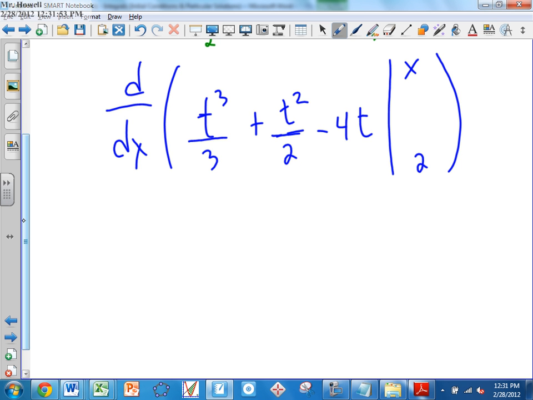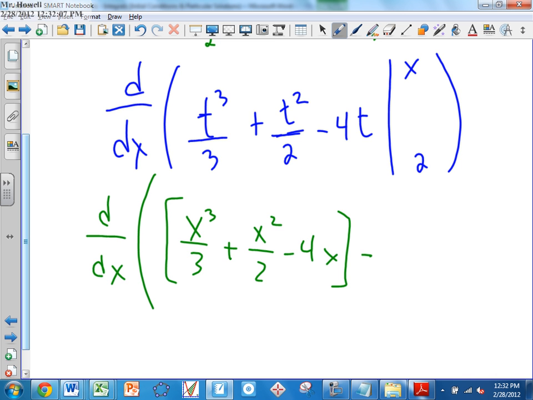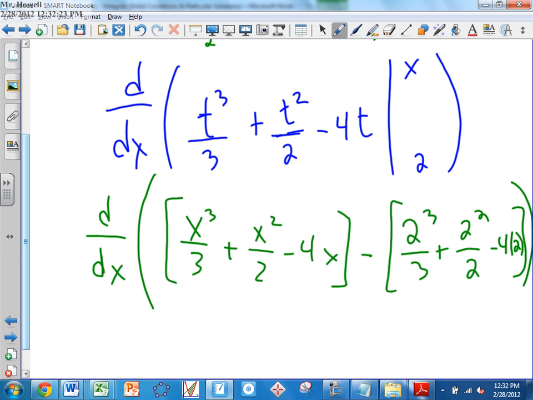And let's prove that. We get x to the third over 3 plus x squared over 2 minus 4x. Now, this whole thing, that's evaluating at x. Now let's evaluate it at 2. If I plug in a 2, I'm going to have 2 to the third over 3 plus 2 to the second over 2 minus 4 times 2, in brackets. Again, I'm plugging in my upper limit here, and I'm plugging in my lower limit here. Now what you're going to notice is you have to take the derivative of this, don't you? So when you take the derivative of all these, what are they going to go back to? Not zero. The original f of x. The original, except with an x in it.